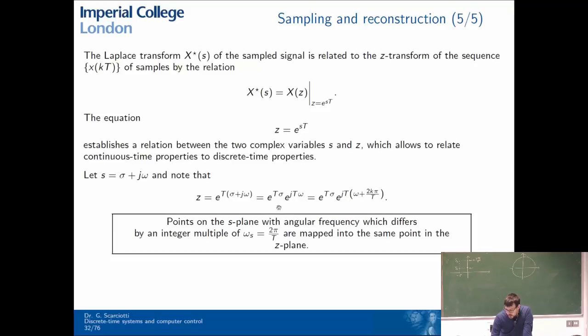This can be written as this exponential times this exponential. We note that this exponential here is a function that is always positive and is a real function. This function here instead is a function that is imaginary, and in particular is a function that has absolute value equal to 1. So in particular, we notice that we can rewrite this in this way. To omega, we can add 2k pi over T, and we see that adding this will not change z.